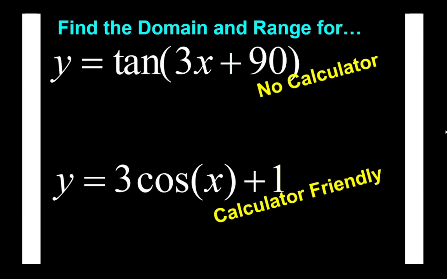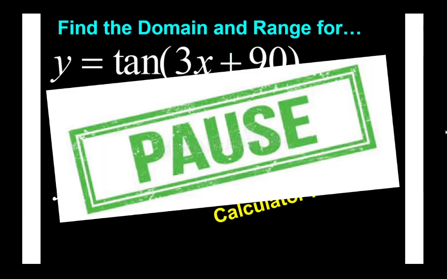A little bit of a hint: you can't use a calculator, but you still need to think about the graph, because you need to think about the asymptotes. I wonder if you can get the asymptotes for the tangent of 3x plus 90. That's what you're trying to do, without your calculator. Pause the video, so don't keep watching. You need to pause the video. Next time I start talking, I'm going to be going over the problem, so if you haven't paused the video yet, pause the video now.